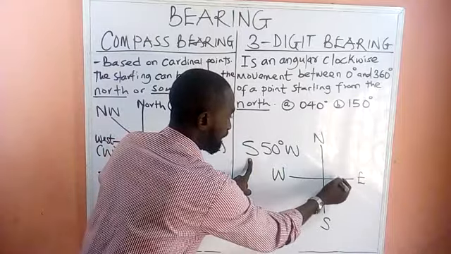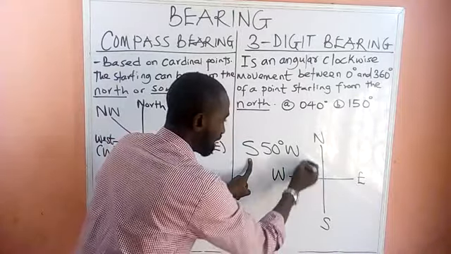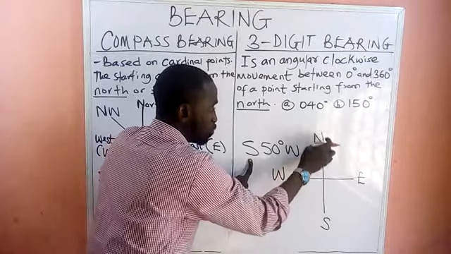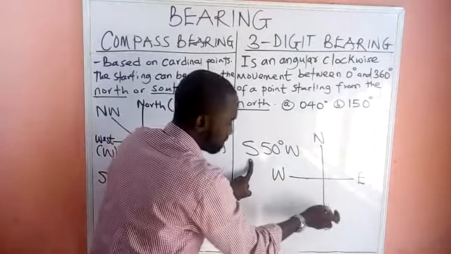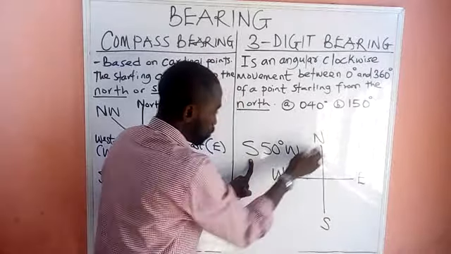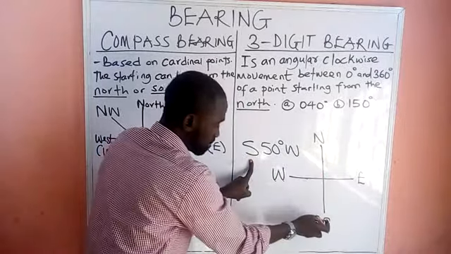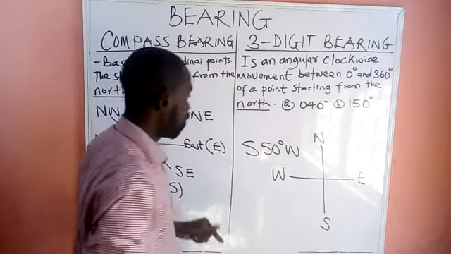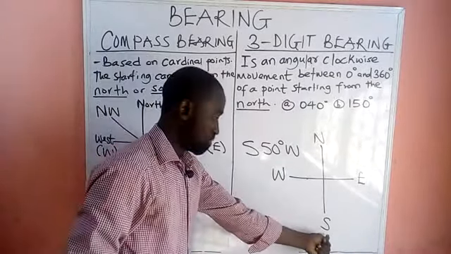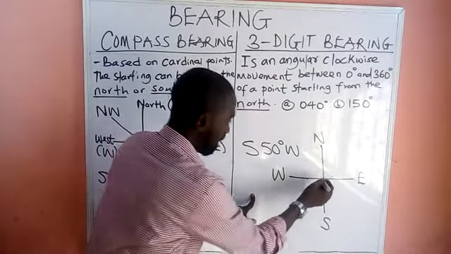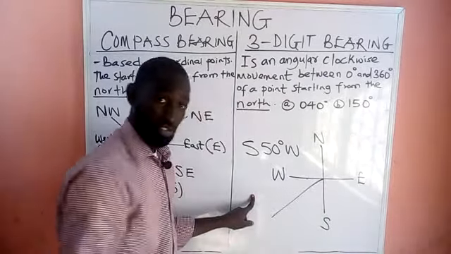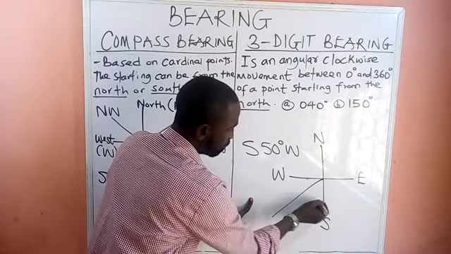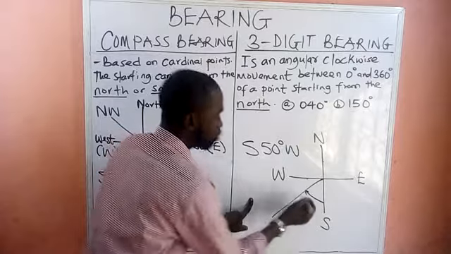From here to here is 90. Each quadrant here, each space here is 90. North to east, 90. South to east, 90. North to west, 90. Are you with me? South to west is also 90, meaning the angle is 90. So I want to move 50 degrees from the south to the west. I'll move like this. It's not to scale. Are you with me now? So here, I'm coming from the south, moving towards the west. Then this will be what now?